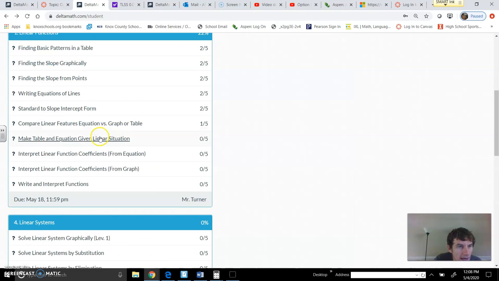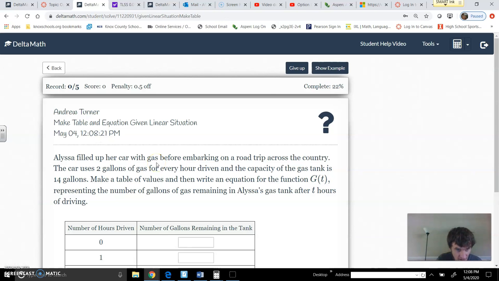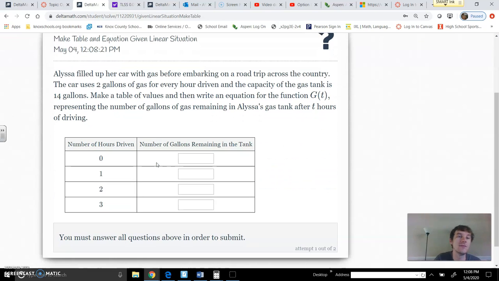Let's try make a table and see what that looks like. So it says Alyssa filled up her car with gas before embarking on a road trip, and the car uses 2 gallons of gas for every hour that they drive. And the capacity of the tank, which is how much the tank can hold in total in terms of gasoline, is 14 gallons. So it says make a table and then write an equation, and let's represent the number of gallons remaining in her tank after t hours.